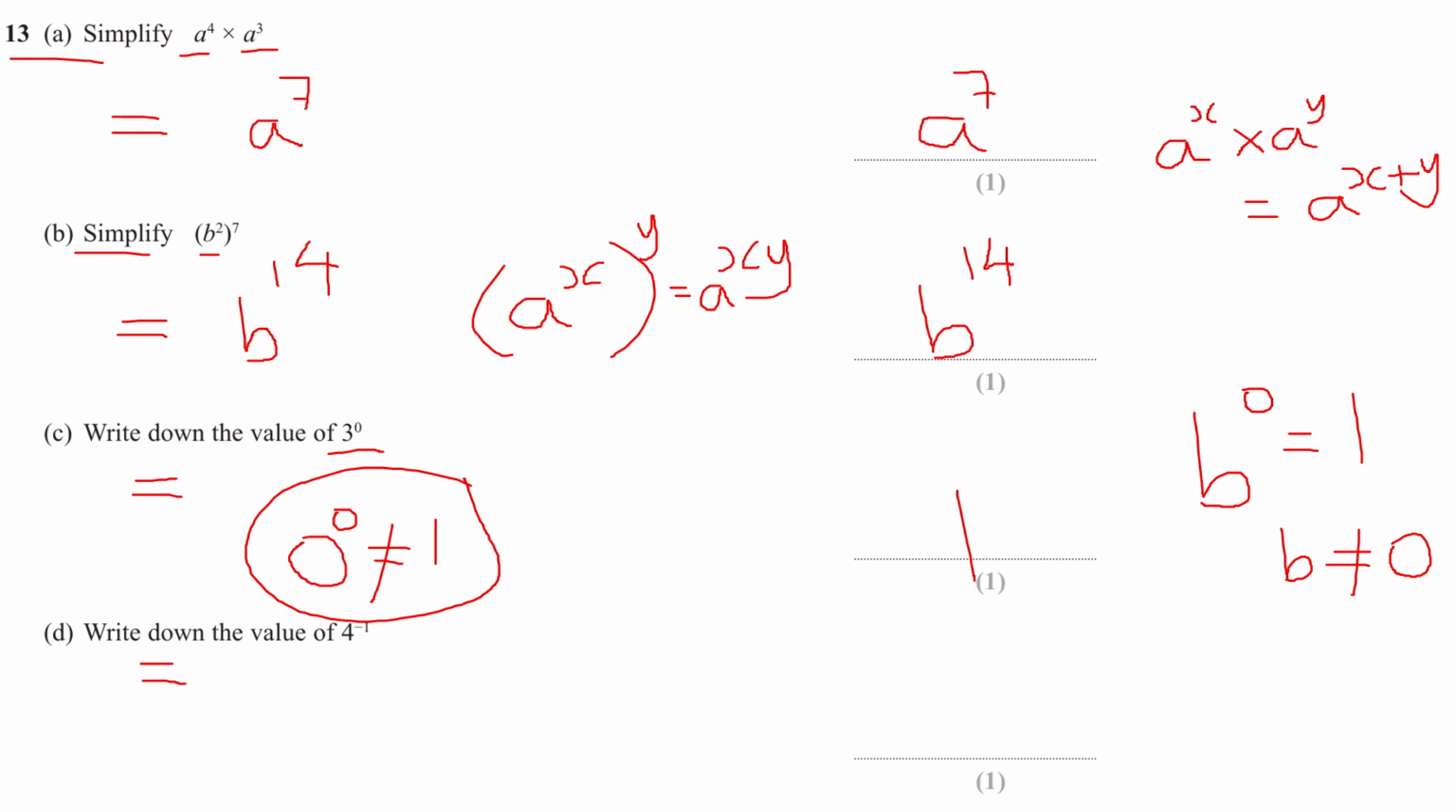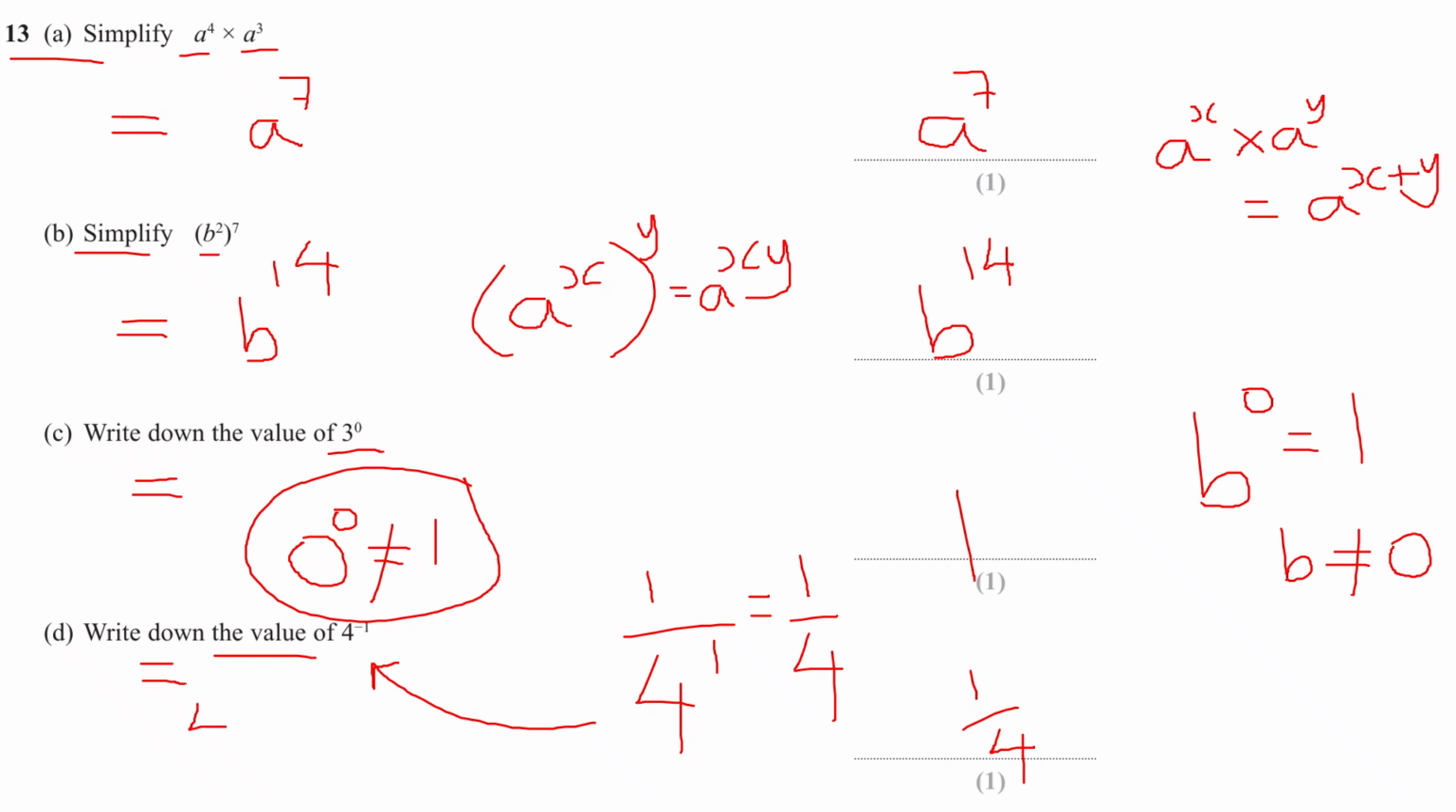Finally, part D, write down the value of 4 to the power of minus 1. So here I've got a negative indice, so that just does the reciprocal, so it makes it 1 over. So this is 1 over 4 to the power of 1. Now 4 to the power of 1 is just 4, so this becomes 1/4, or 1 over 4. So 4 to the minus 1 reads 1/4.